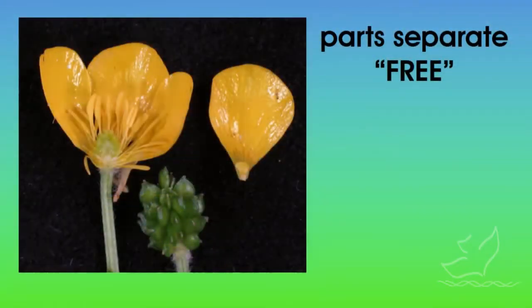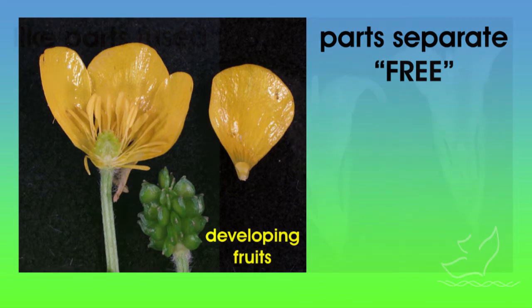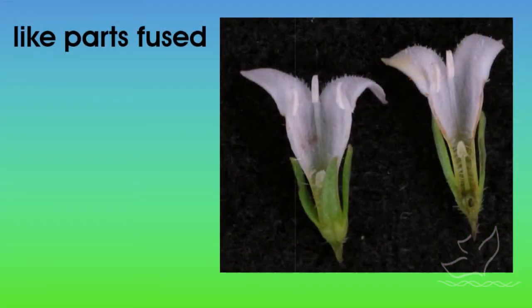I might mention at this point that because the seeds that are developing are in the ovary, as the ovary develops, it develops into the fruit. So we have in this picture a flower with the young pistils, and then inset with that shows the developing fruits. They're not mature yet, but they are developing. So parts free. Now you can have parts within a whorl, that is the like parts, fused to one another. So like parts fused. In this case, we have the sepals fused together in their lower thirds.